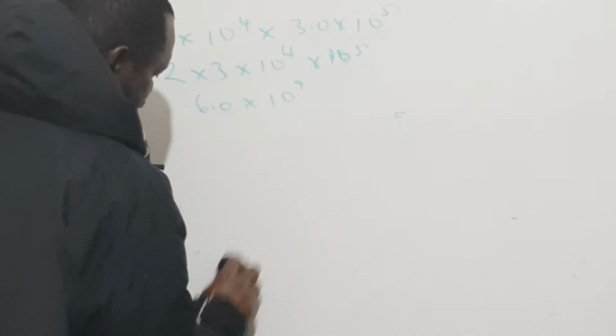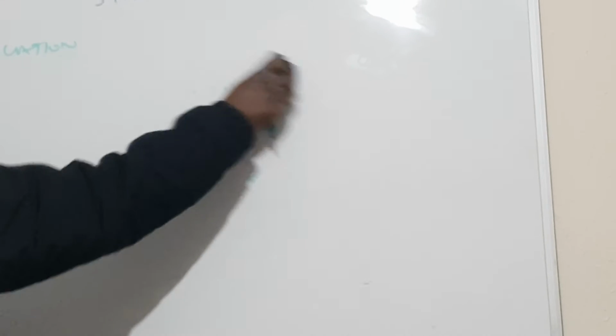Okay. Now that is multiplication. You see, if we multiply, the number we get may not be in standard form. Now the next one is division.